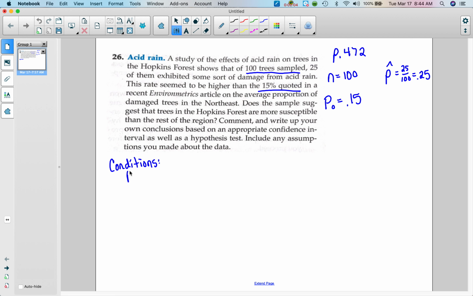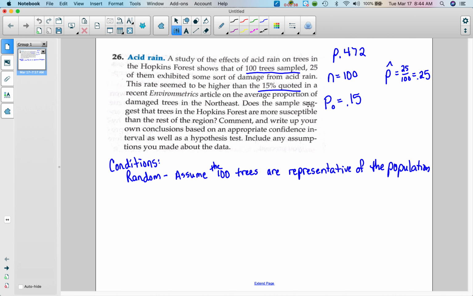So the idea of random. We are not told anything about a random sample, so we're going to make an assumption here. We are going to assume that the 100 trees are representative of the population. We need to be able to make that assumption.